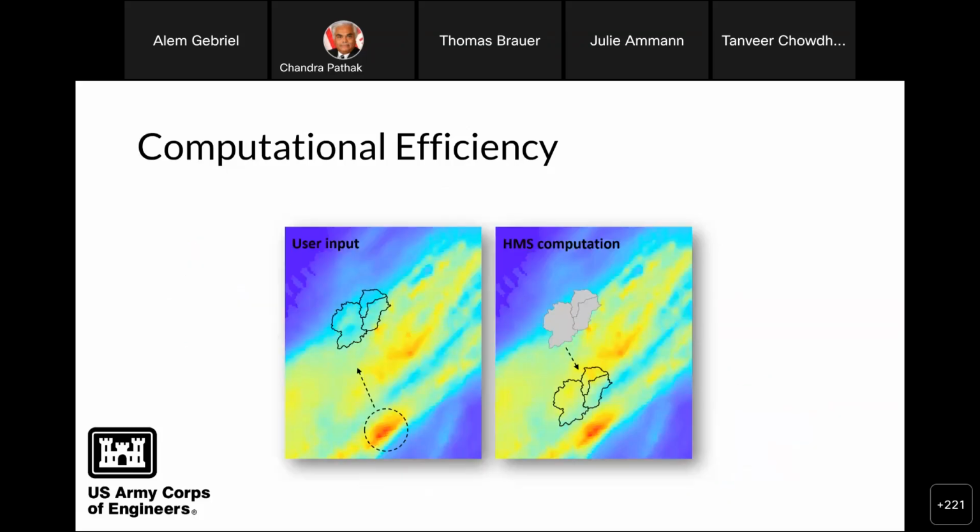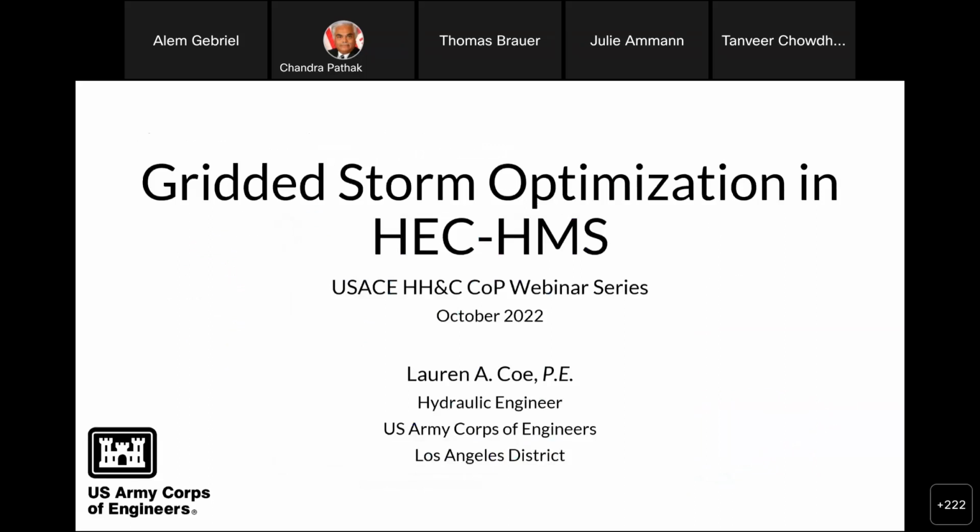And then this is just another graphic of that same concept. What you input is to move the set of grids over the basin. What HMS is actually doing under the hood is moving the basins under the precip. The result is the same in either case, but it just makes for a faster compute of the transposed storm. So with that, I'm going to pass it over to Lauren to present on optimization.